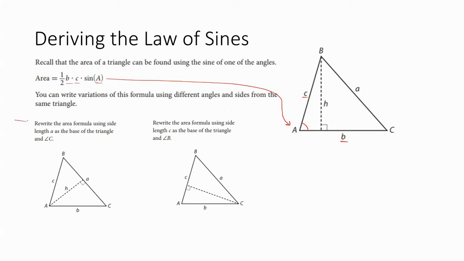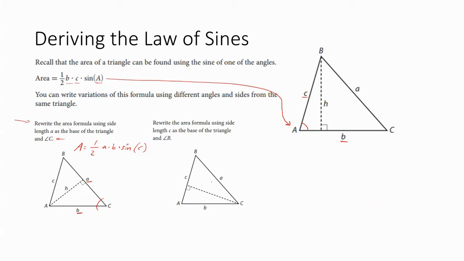Now, in this situation, we are going off the reference of angle C. If you look at our reference angle here, its two sides that are right next door are A and B. So the area formula for this scenario would also be 1/2, but instead of B times C, it'd be A times B, and then times the sine of angle C.